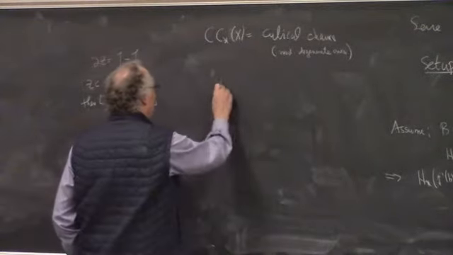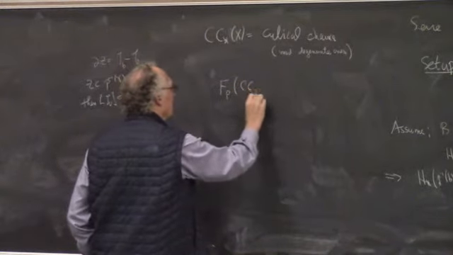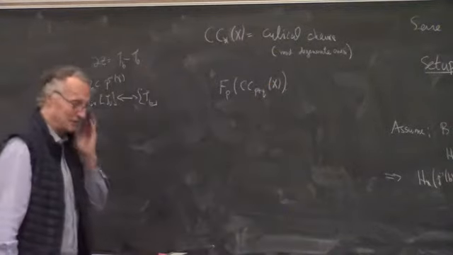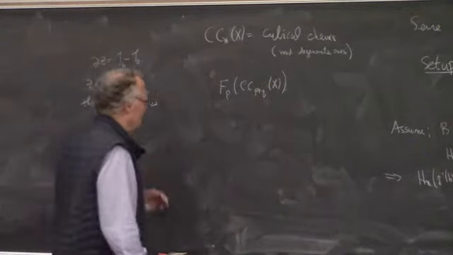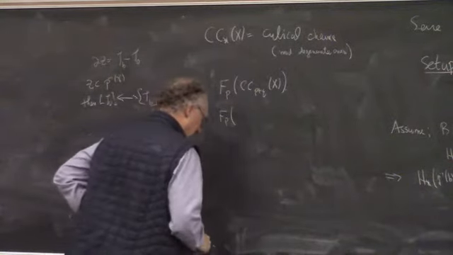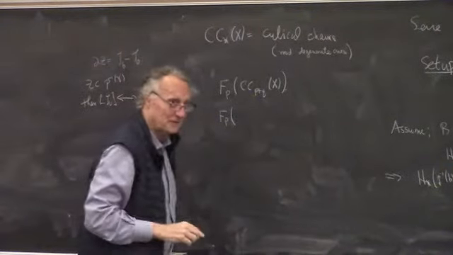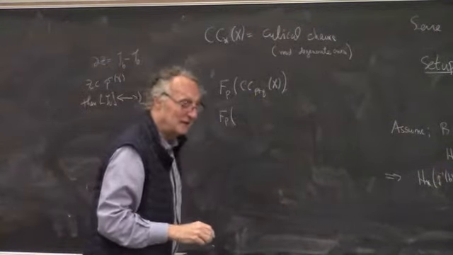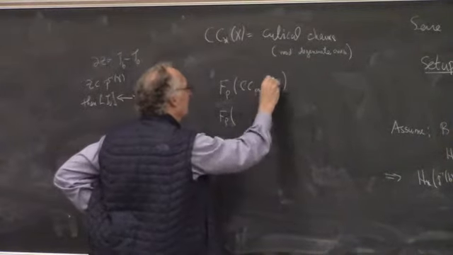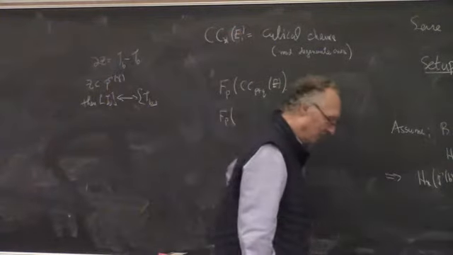So let's define F_p of the cubical chain complex C_{p+q}(X). I'm going to try to define the filtration for you. What is X? It's going to be the total space, E. Thank you. So F_p.